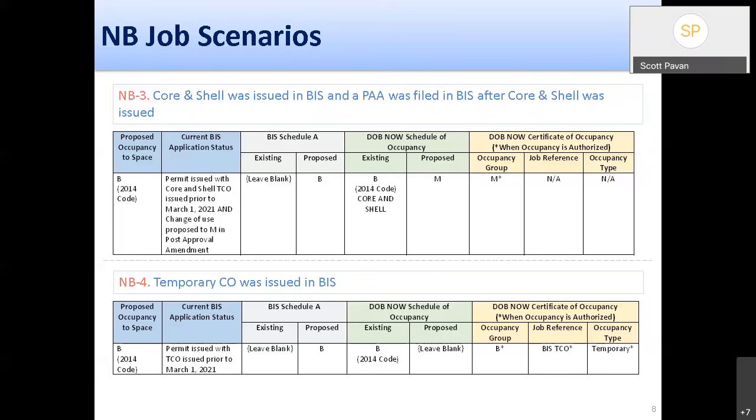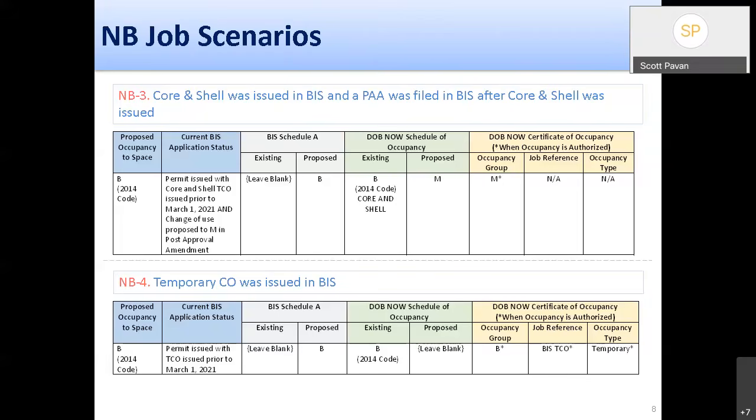So it exists. How does it exist? It has a TCO. What kind? Core and shell. That's what those green columns say, right? And there's our change. See the change, existing and proposed in the green? Sorry, I made up the wrong PAA. You went from business to mercantile. That's your approved BIS PAA on Sched A. You went from business to mercantile, right? Now the scenario makes sense.